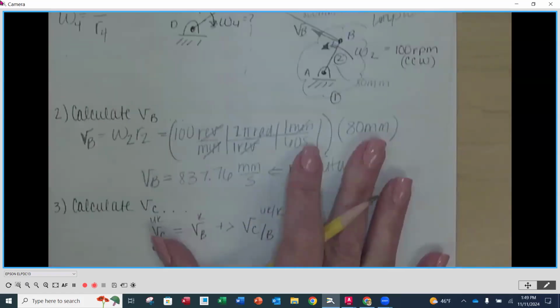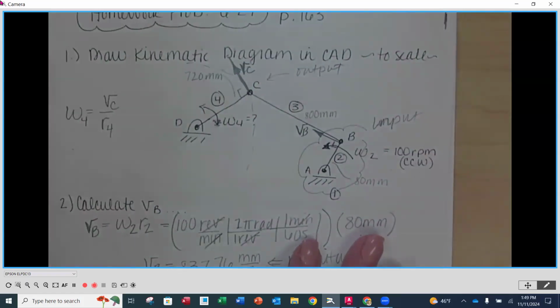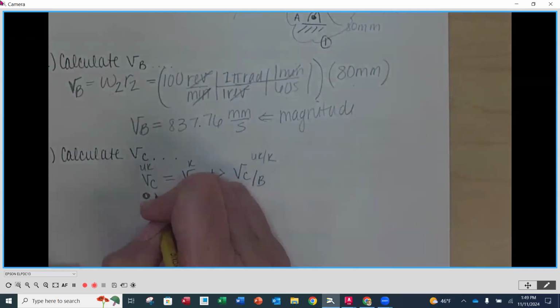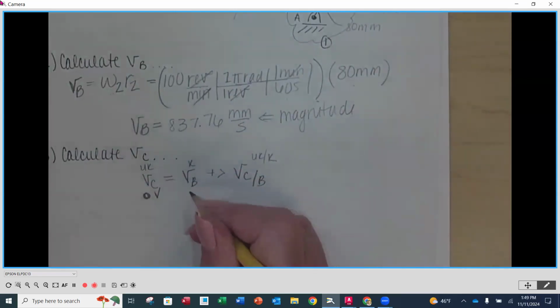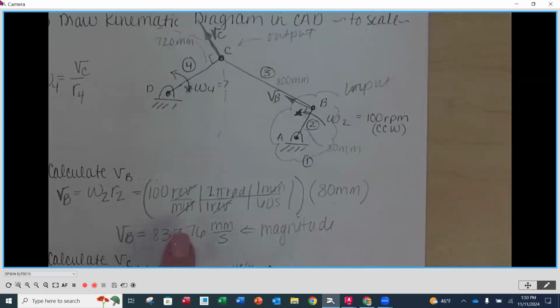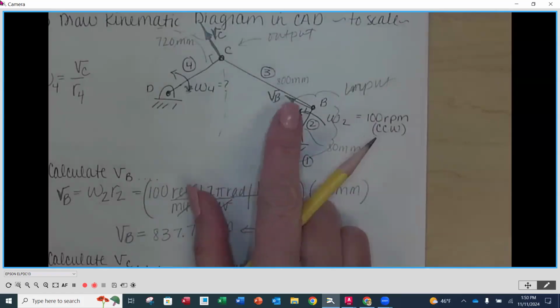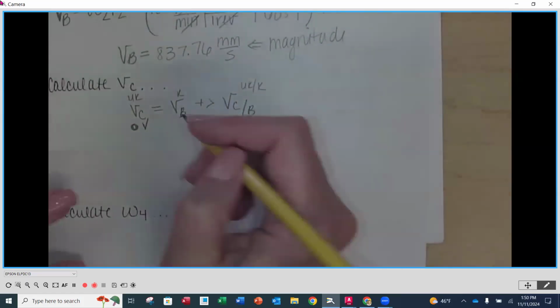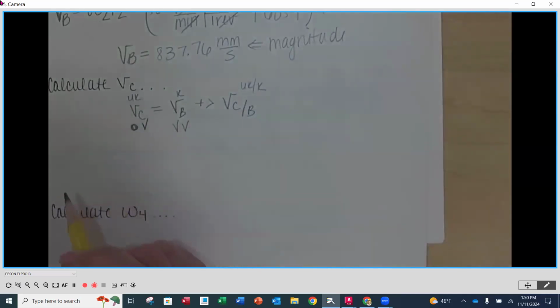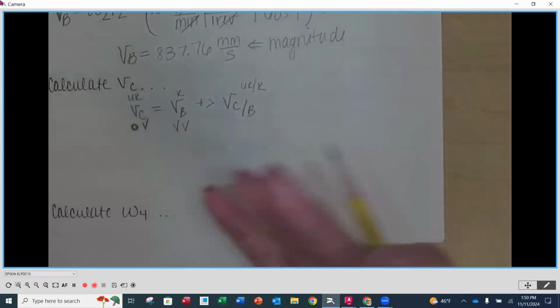Do we know the direction of the velocity of C? Yeah, we do, and we're going to use our CAD diagram to help us with that. So we do know direction. Then we go to the velocity of B. Do we know the magnitude? Yeah, we do. Step number 2, we got it. And do we know the direction? Yes, from our kinematic diagram. So this one is fully defined, magnitude and direction for the velocity of B. That's why we call it the known value.